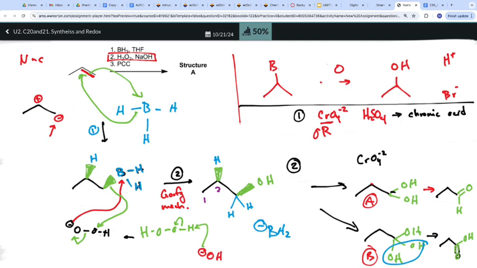Which means when I work with PCC, it's politically correct chromium, and it doesn't oxidize all the way. It stops. It only does a single oxidation. Well, why would that change? Okay? For the record, PCC does not stand for politically correct chromic acid, in case you didn't already guess that.